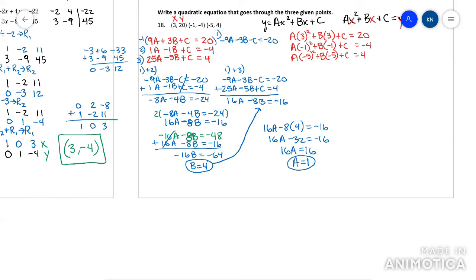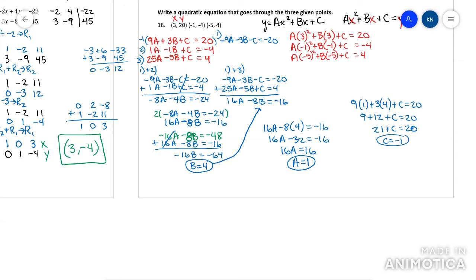Once I know a is 1, I go back to any of these original red equations. I'm going to use the top one. It doesn't matter. I generally go with the one with the lowest numbers, but it really doesn't matter. So I'm just going to use the top one. So that would look like this. 9a plus 3b plus c equals 20. Now just multiply it out and go solve. Subtract 21.